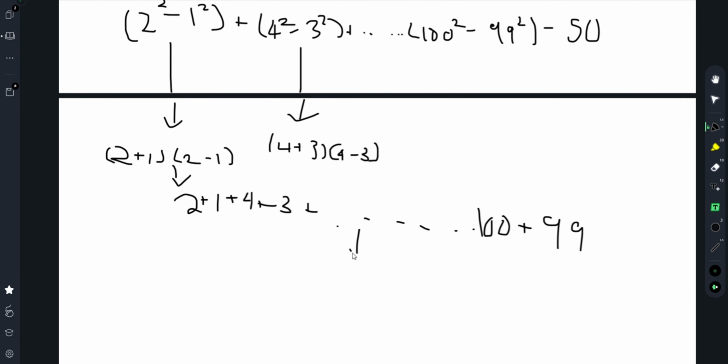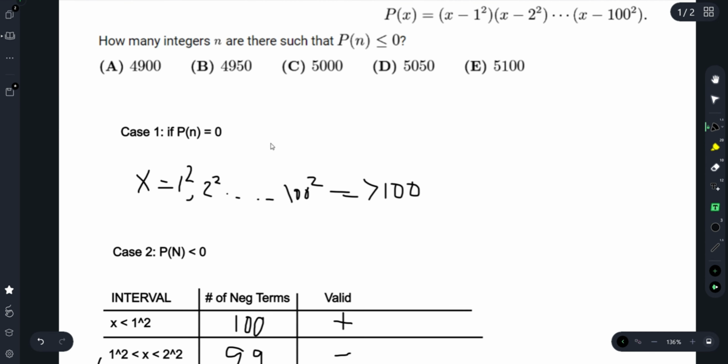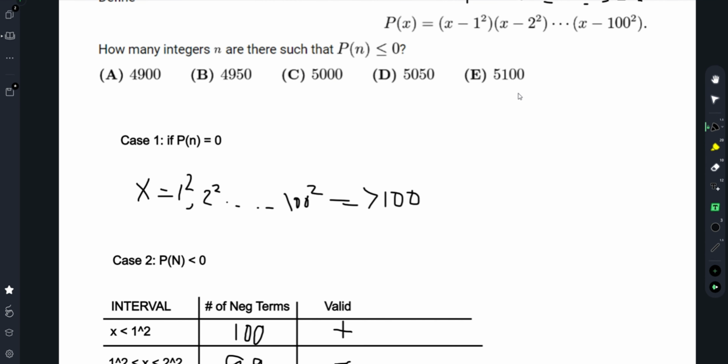So we can rearrange this into 1 plus 2 plus dot dot dot to 100, minus 50 at the end. So this is just 100 times 101 over 2, which is 5050. Minus 50 is 5000. But we still have to add the case where it's equal to 0, which gave 100. So 5000 plus 100 is 5100. Thank you.